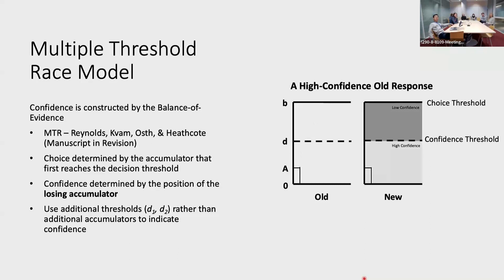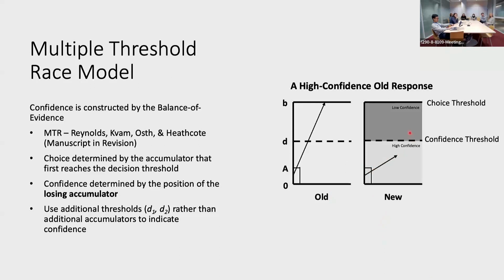The purpose of having these confidence thresholds is to take the continuous balance of evidence and map it onto discrete confidence categories. So at what point can we say we have a large enough difference to produce high confidence? For example, for a 4-point confidence scale, there's an additional confidence threshold in each accumulator. In each decision trial, the winning accumulator determines the choice and RT. In this case, it's an old response. How confidence is derived is by looking at the position of the losing accumulator here.